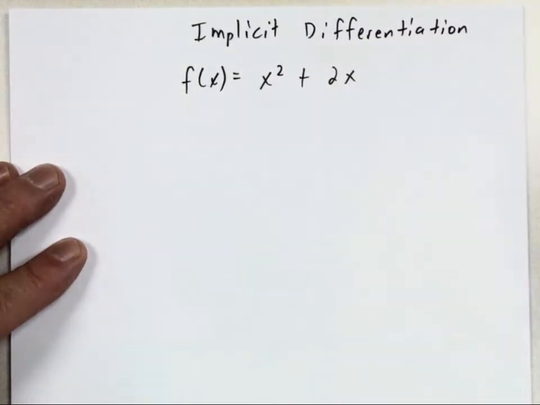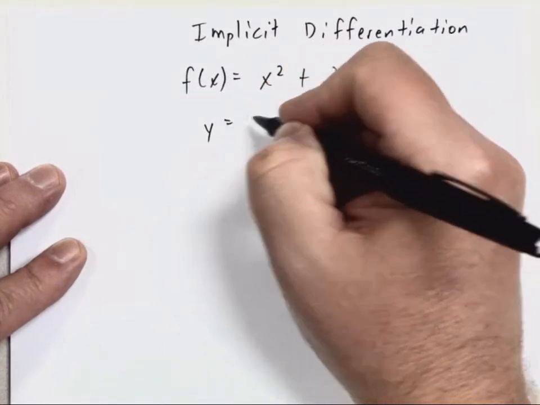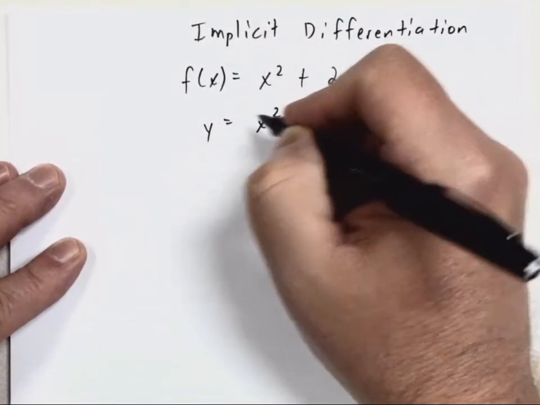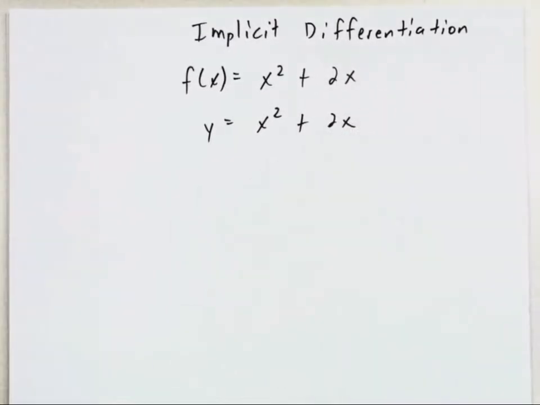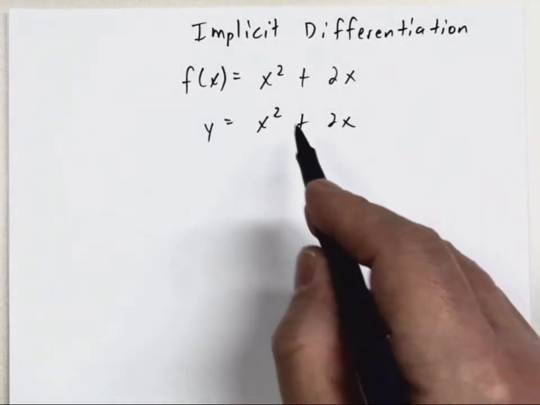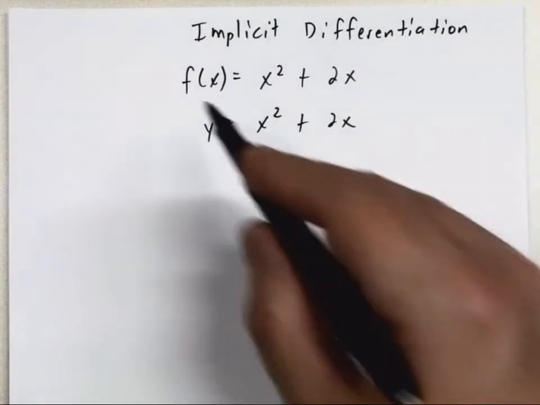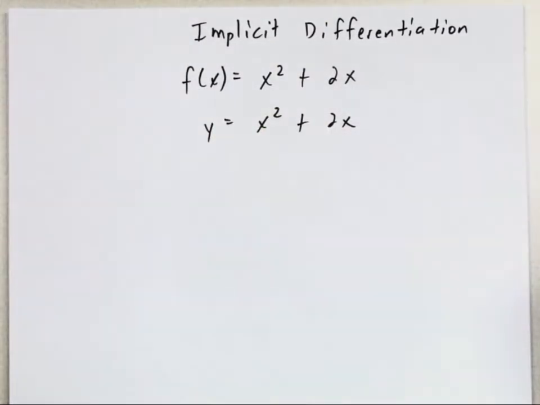f of x equals x squared plus 2x. Or, oftentimes, we write it, instead of f of x, we replace it with y. Now, as I teach this, I'm going to mainly use y and not use function notation because it's a little easier to explain.